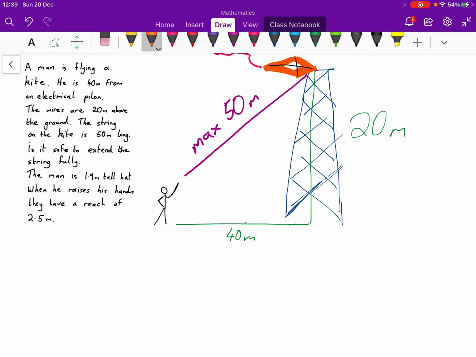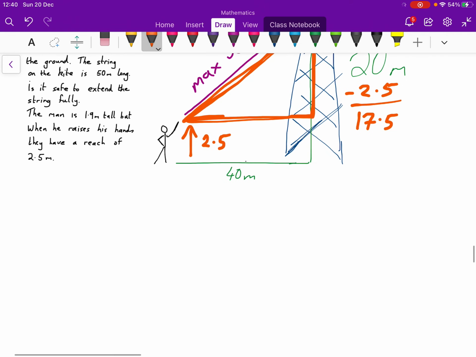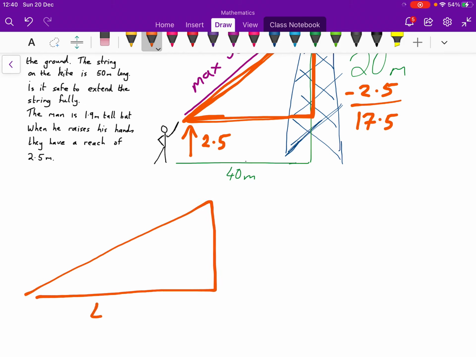Well, what triangle are we talking about? We're talking about when he has his hand fully stretched upright, all the way up to the top of the pylon. That triangle there. So let's sketch that triangle. And notice, of course, that's a gap of 2.5 meters. So it's 20 meters tall for the pylon, but we can take away the 2.5 from 20. That'll give us 17.5 for the height of our orange triangle. So let's draw that triangle. We know the triangle is 40 meters long and 17.5 tall.